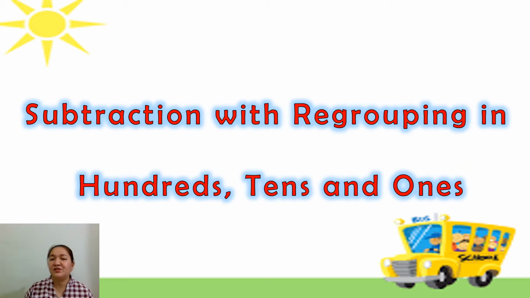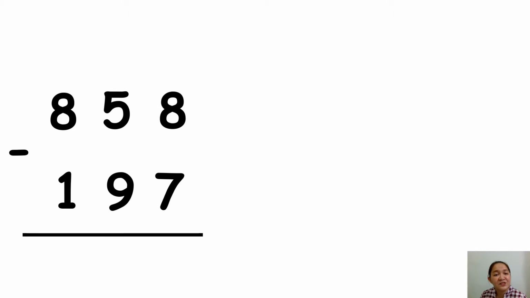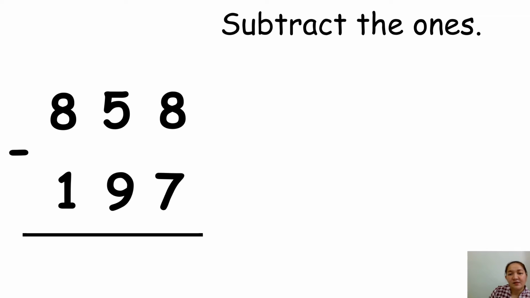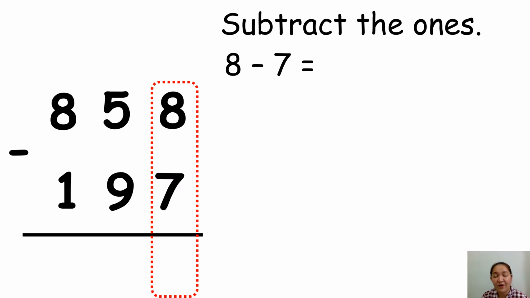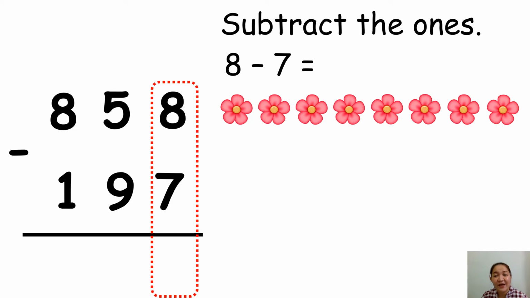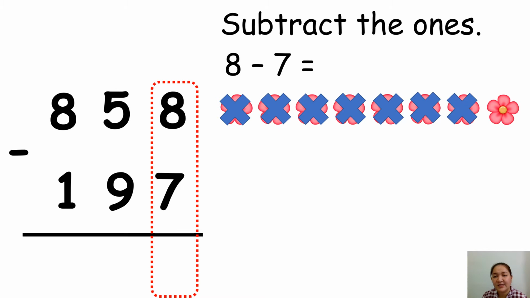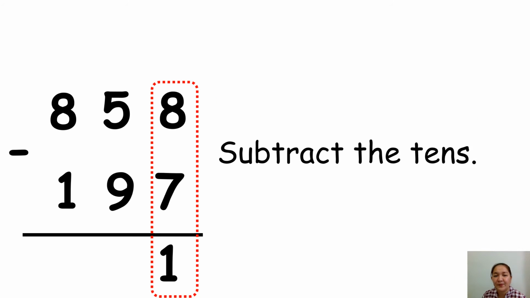So today's lesson: subtraction with regrouping in hundreds, tens, and ones. Let's subtract 858 and 197. First step, subtract the ones, 8 minus 7. Let's take away 7 from 8. 1, 2, 3, 4, 5, 6, 7. How many left? 1. So we write there 1.